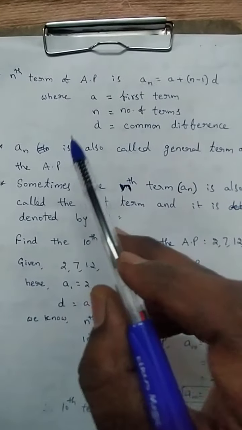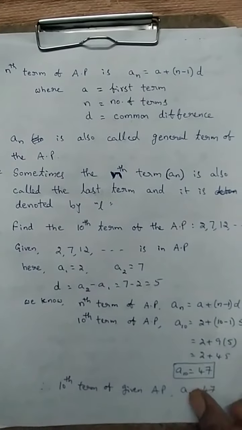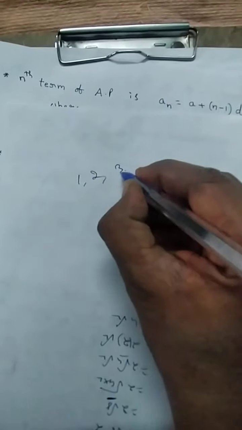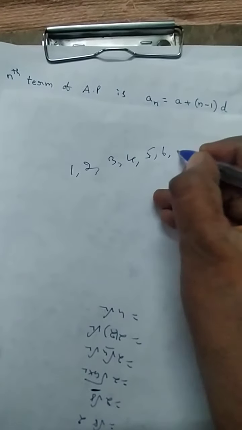For example, there is a list of numbers 1, 2, 3, 4, 5, 6 and so on, which is in arithmetic progression. There is no need to prove that it is in arithmetic progression, because the condition is already mentioned. So 1, 2, 3, 4, 5, 6 are in arithmetic progression. Then you may be asked to find the 50th term in that series.